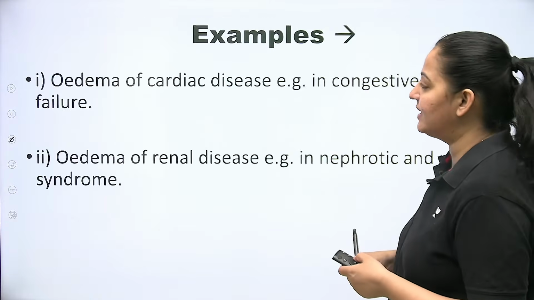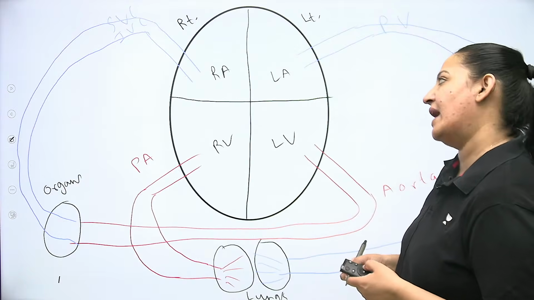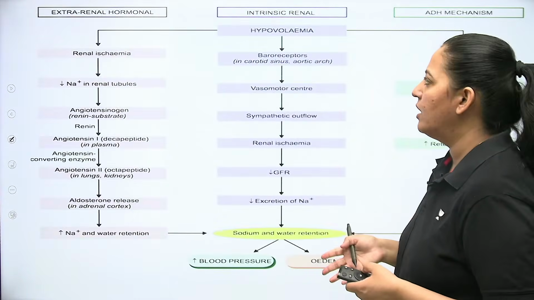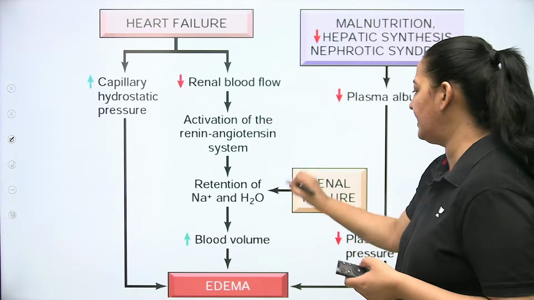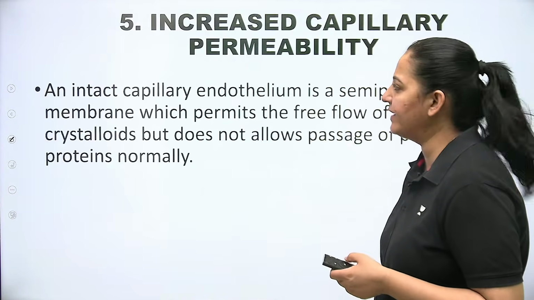So sometimes the kidney is abnormal and the kidney is doing sodium water retention, right? And that can lead to edema. That is, due to sodium water retention. Due to renal failure, there is sodium water retention, and that can lead to the edema, right? So that is the thing.